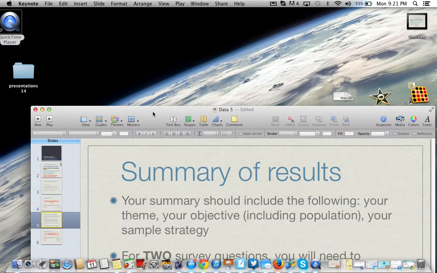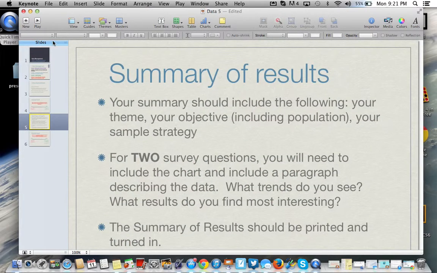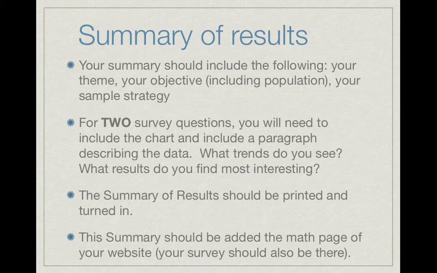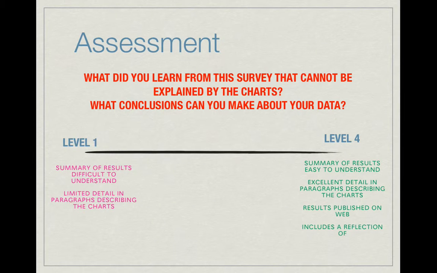So the summary of results is the last thing that you need to do as part of this assignment, and the assessment for that. So there's two parts of assessment here. The summary of results is difficult to understand would be a level 1, and limited detail in paragraphs describing the charts. Level 4, summary results are easy to understand, excellent detail in paragraphs describing the chart. Results published on your website, and includes a reflection.